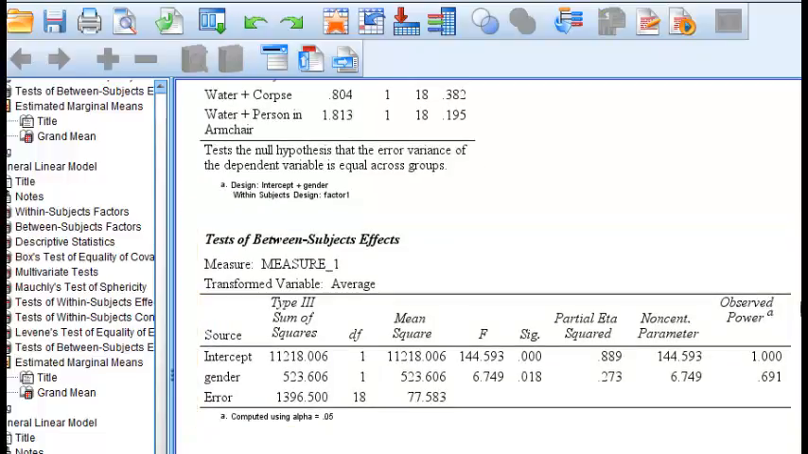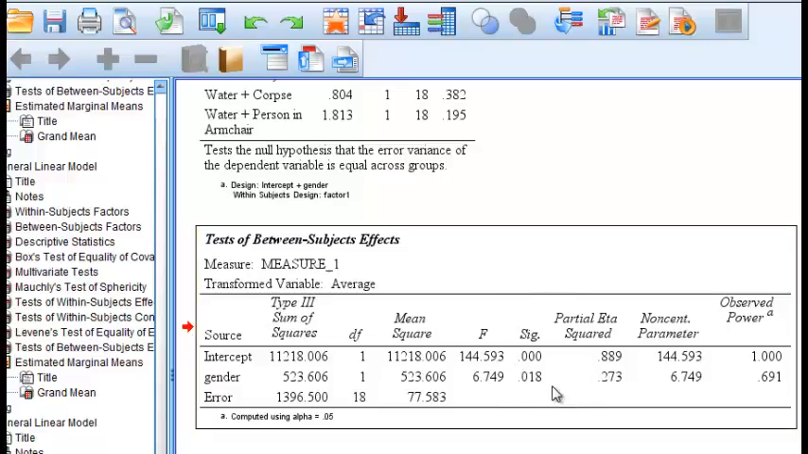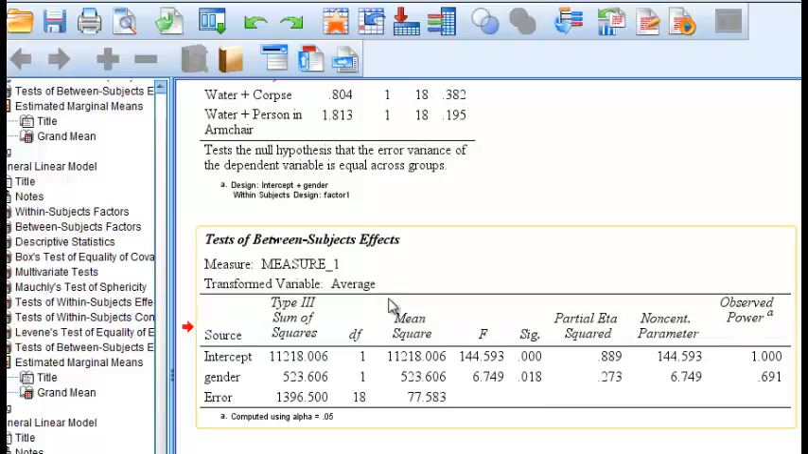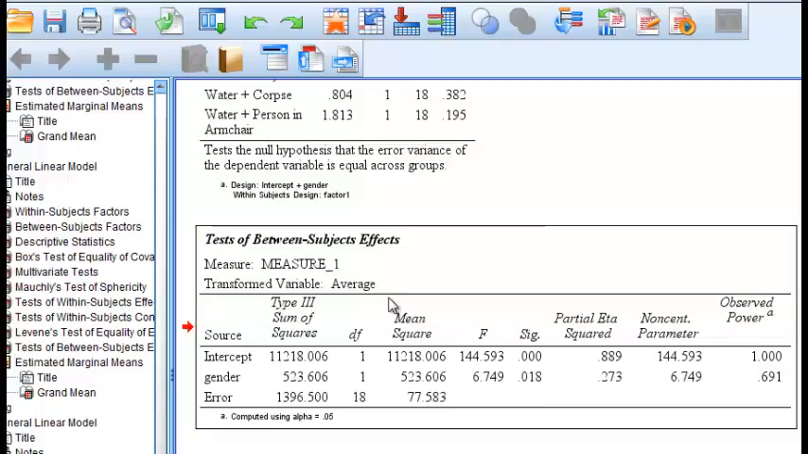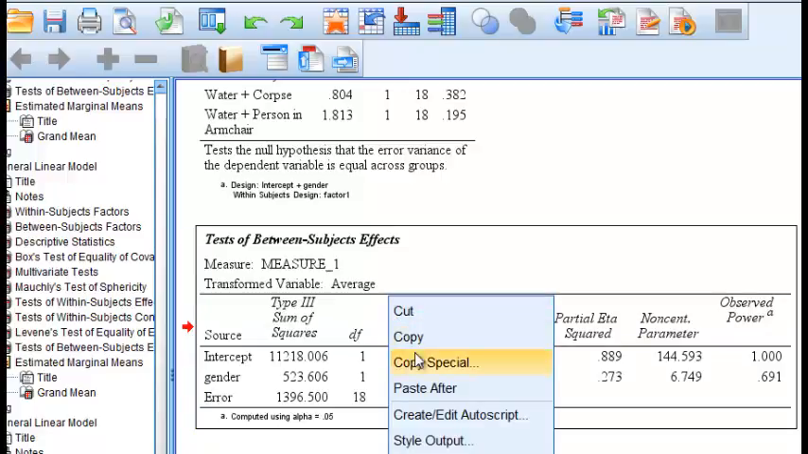So first of all, we're going to look at between subjects. And according to this, there was a significant difference between the male and the female scores in regards to all of the water, wine, and beer grouped as a whole. So I'll say that again. There is a significant difference between the males and the females in an overall scoring.